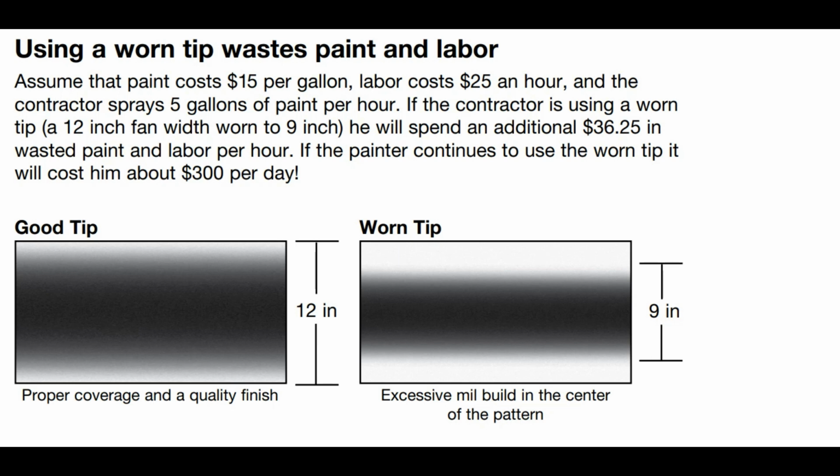Using a worn tip wastes paint and labor. Assume that paint costs $15 per gallon, labor costs $25 an hour, and the contractor sprays 5 gallons of paint per hour. If the contractor is using a worn tip, he will spend an additional $36.25 in wasted paint and labor per hour. If the painter continues to use the worn tip, it will cost him about $300 per day.